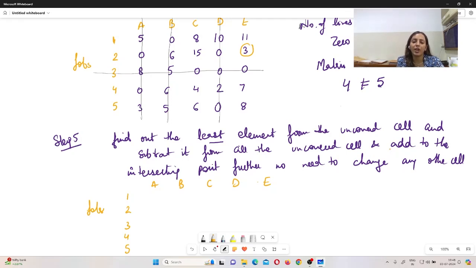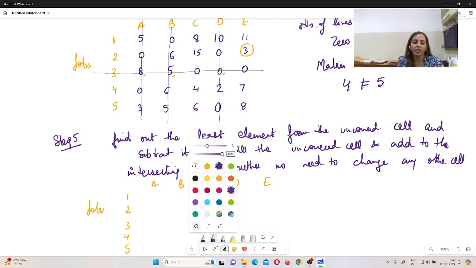So what we have to do is subtract it from the uncovered cells and add it to the intersection points. Which ones are the intersection points? This 8 is an intersection point, this 5 is an intersection point, and this 0 is an intersection point. So add this 3 to 8, 5, and 0, subtract it from the uncovered cells, and the ones under the line, no need to make changes there. Right. So fill in all the values.